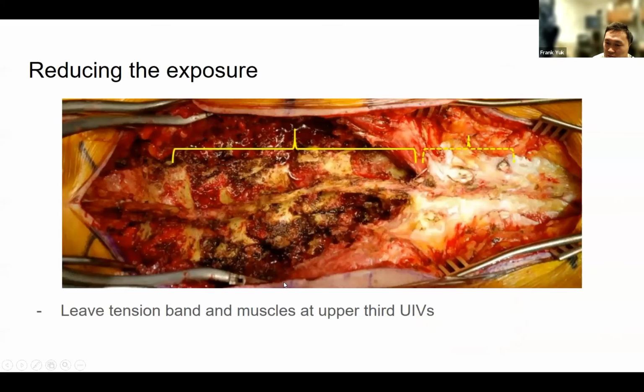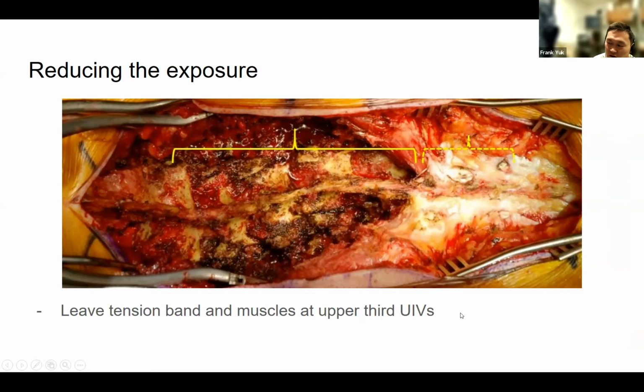Dr. Lanke has just published this paper about reducing the amount of exposure in the upper instrumented levels if you don't need to do any decompression. This is a diagram of the sacrum here and the lower thoracic levels here. The exposure is done from sacrum up to L1, but then the top 3 levels, UIV, UIV minus 1, minus 2, so T10, 11, 12, are not exposed. The ligaments are preserved, the muscle attachments are preserved.